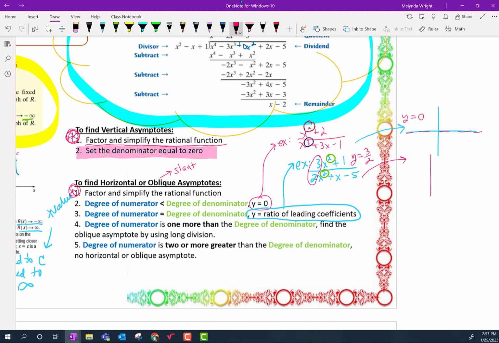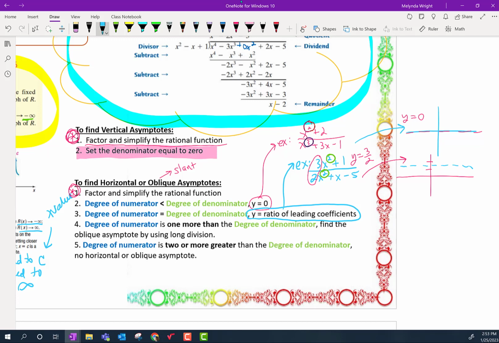And if I were going to graph it, it would look something like this. It would basically be a horizontal line at 3/2. So that is an example of item number 3, where the degree of the numerator is the same as the degree of the denominator. Okay, how are we doing?